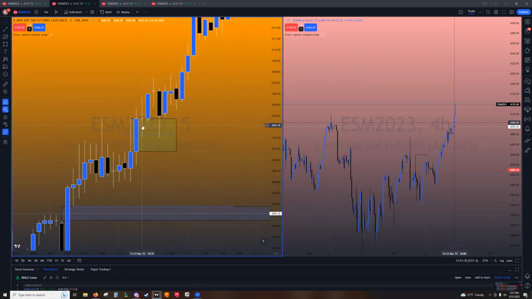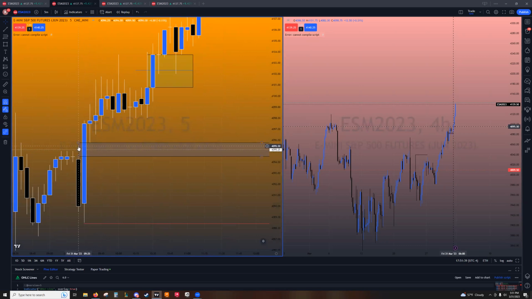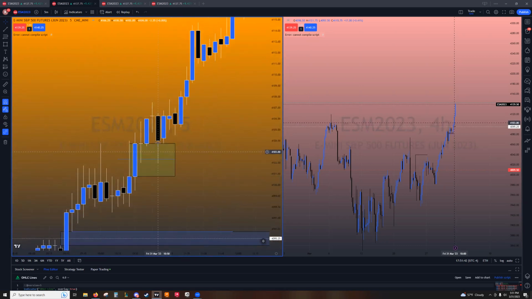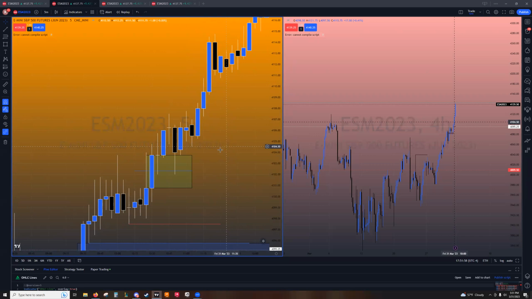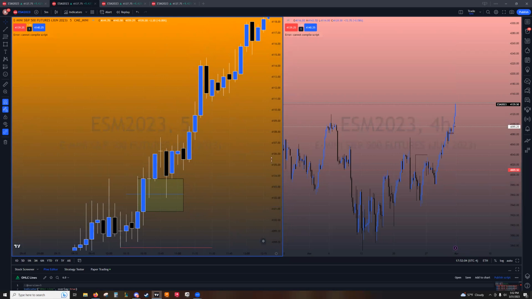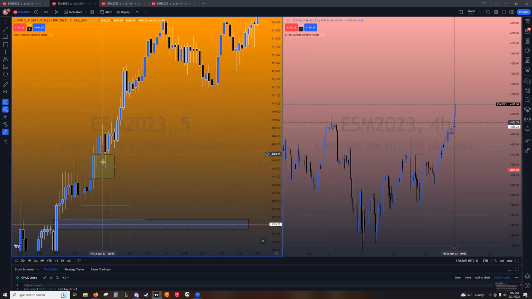So the inefficiency lies between the wick and the tail, or the tail and the wick here. And it's the same concept. You're looking for the 50% mark in the inefficiency. This is where price would have tagged you in perfectly. Stop loss would have been below this low here. So that's how you would get in.